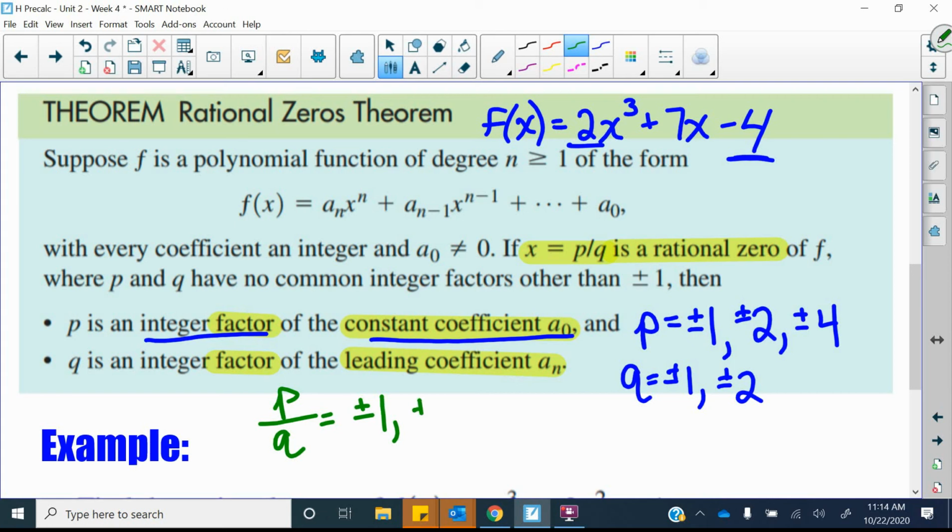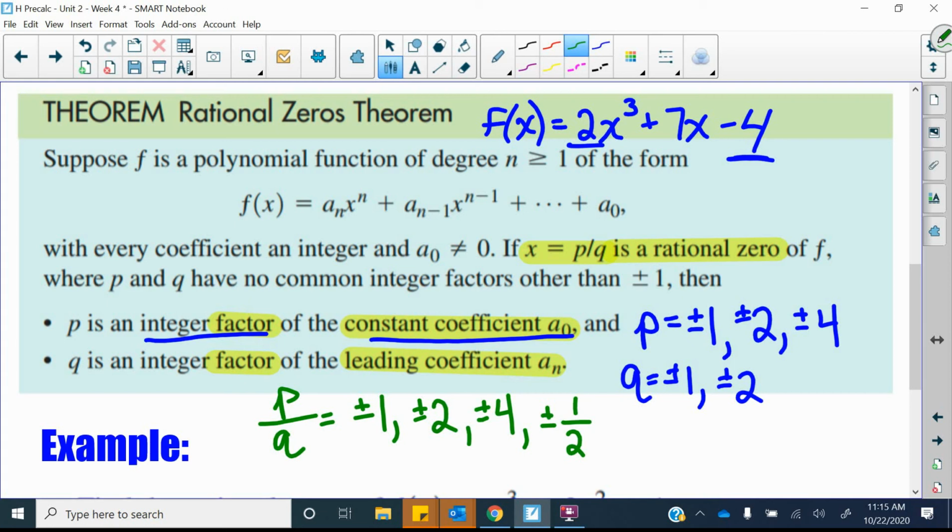I'm going to do then positive and negative 2 over positive and negative 1. And I'm going to do positive and negative 4 over 1 as well. So just doing combinations of all the P's divided by that one Q first. Now I'm going to go through and do the same thing, but with the second Q value. So I'll have a positive and negative 1/2.